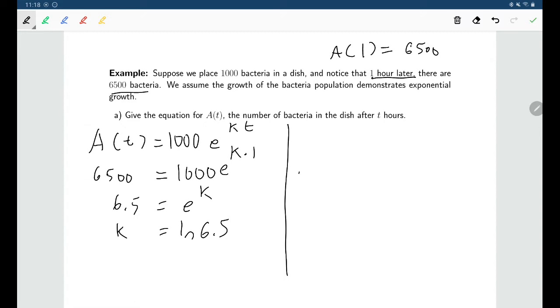So for my equation, A of t is 1,000 e to the k times t, where k is the natural log of 6.5, times t. And I'll leave it as natural log of 6.5 until I've done my evaluating with my calculator. At that point, once I have a final answer, then I'll go ahead and round things off. Okay, so let's continue on.